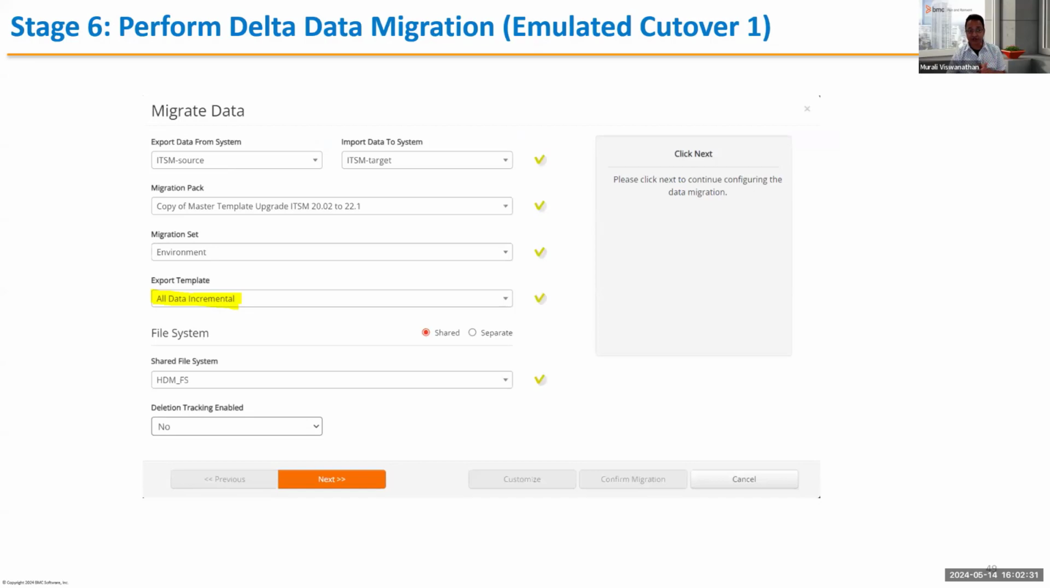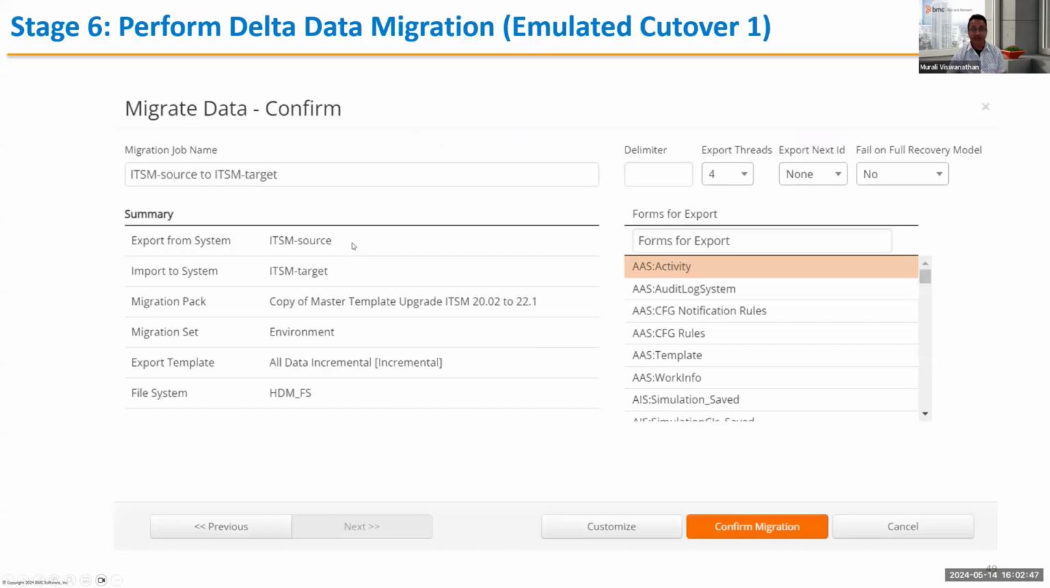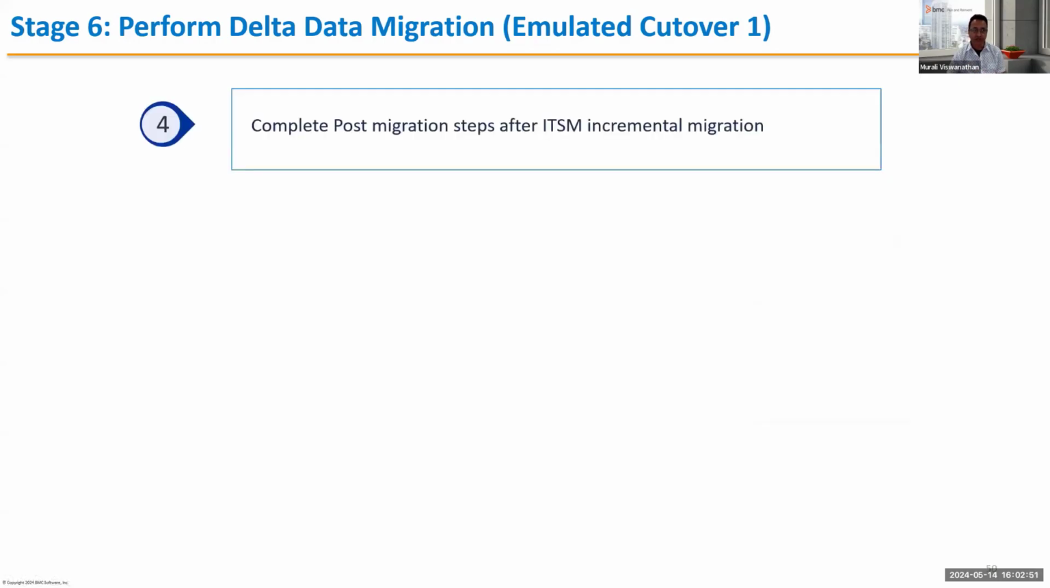So this is how the screen is going to look. So choose all data incremental, and then pick a date. So let's say you completed your migration on 1st December, and you're in February. Again, this is too long a duration, but just an example, right? So it'll give you the confirmation, and then you confirm the migration.